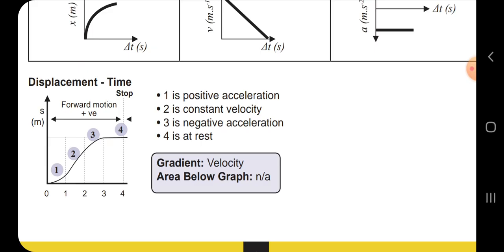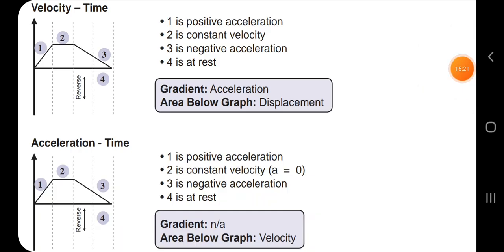So I hope you understand the displacement-time graph. You start from a positive acceleration, go to a constant velocity at 2, then a negative acceleration at 3, and then you're at rest at number 4.